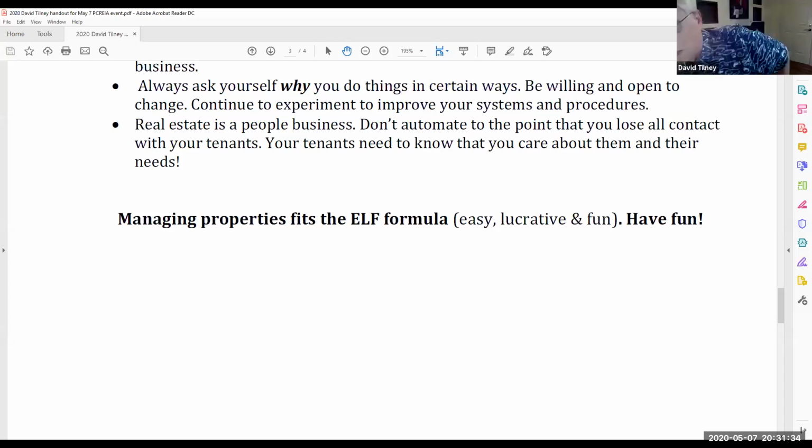I mean, we don't show properties, we don't inspect properties. And rent collection, I collect all my rents in 5 minutes a month. We do a lot of things that are pretty automated. But I do have the people touch. I do deal with my tenants.